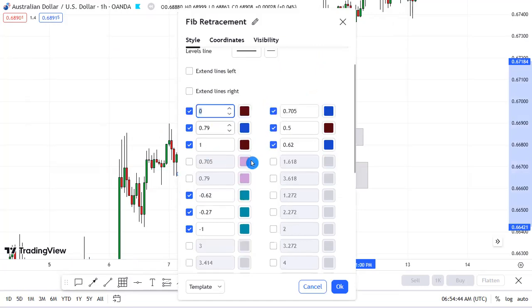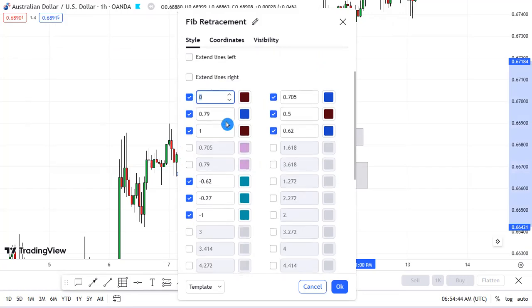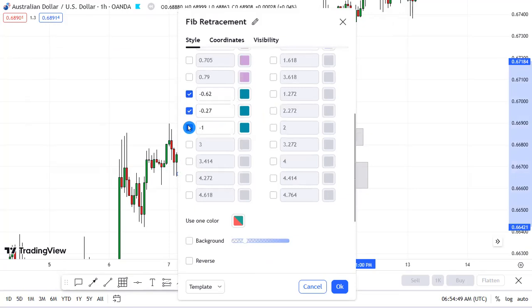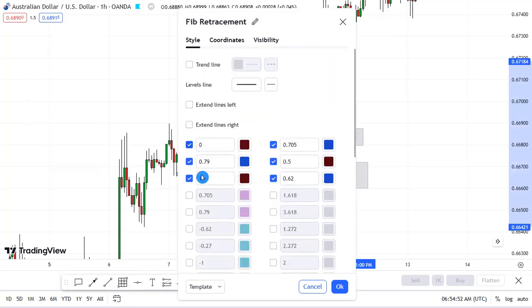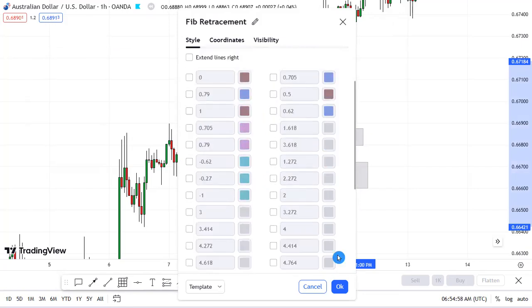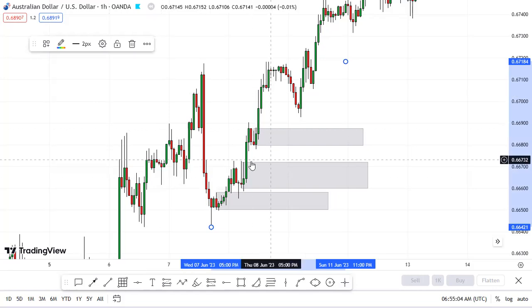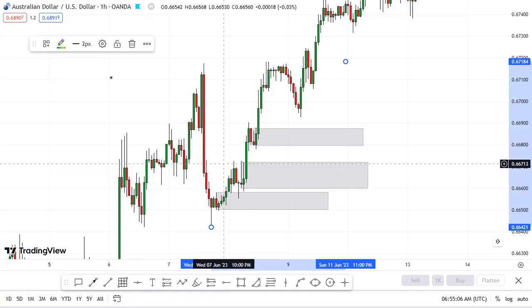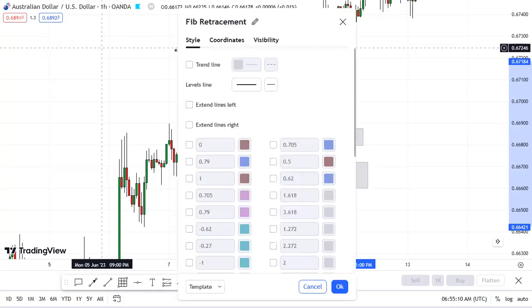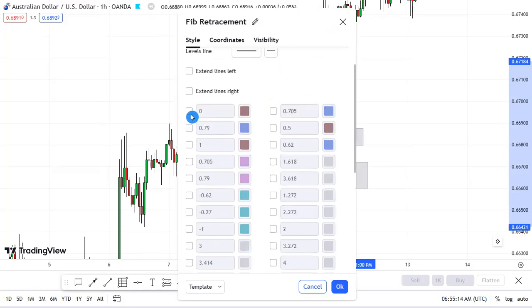Here I have already set everything. For us to draw premium and discount zones, we come to this settings area, and in this style area we see we have numbers here. As I said, in order to draw premium and discount, we mark 0, 1, and 0.5. Then you click OK.